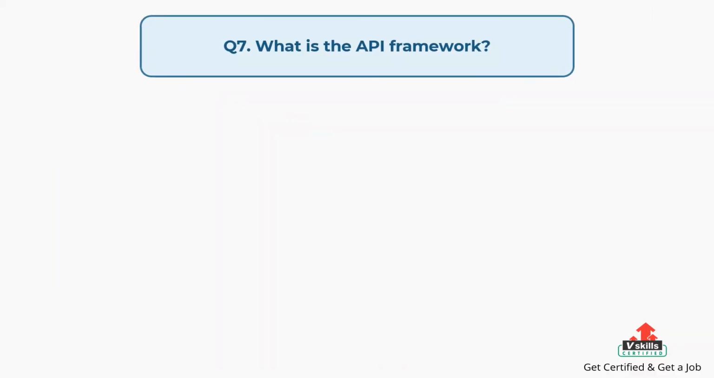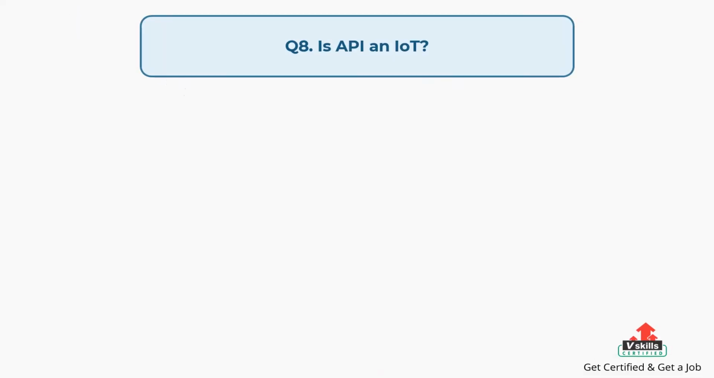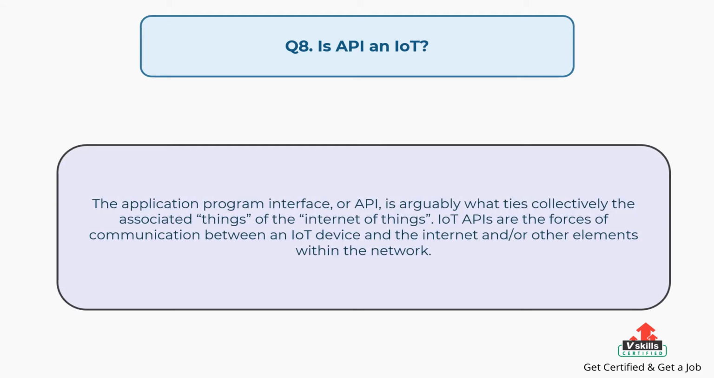Question number 7. What is the API framework? The answer is API frameworks are code foundations that contribute commonly used functionality when establishing our web APIs, application programming interfaces. Question number 8. Is API an IoT? The answer is the Application Program Interface, or API, is arguably what ties together the associated things of the Internet of Things. IoT APIs are the forces of communication between an IoT device and the Internet or other elements within the network.